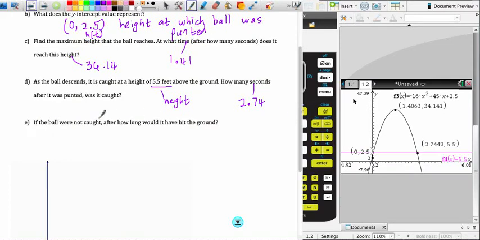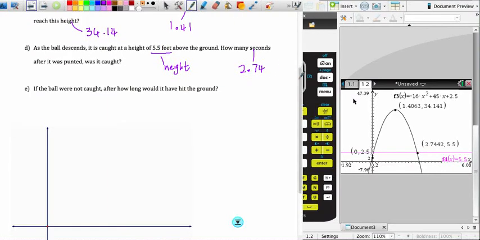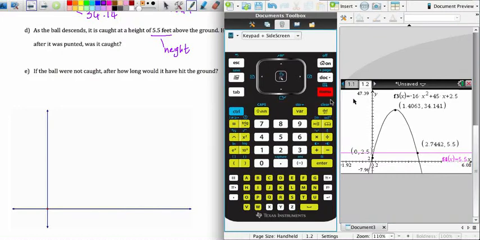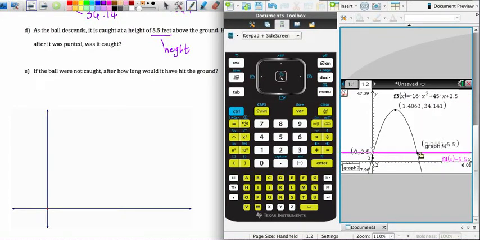Okay, and then we have a possible scenario. If the ball were not caught, after how long would it have hit the ground? And so hopefully what you recognize there is what we're looking for is the x-intercept, the point at which the ball, which started at 2.5 feet, peaked at 34 feet, and has now gone down and hit the ground. And so what we need here is to analyze the graph and calculate a zero.